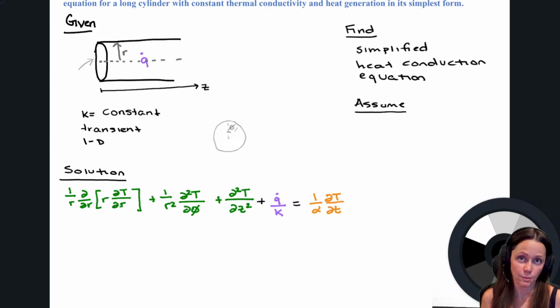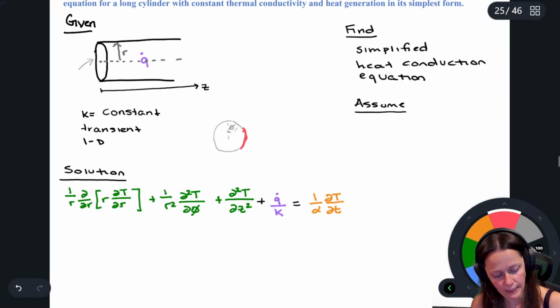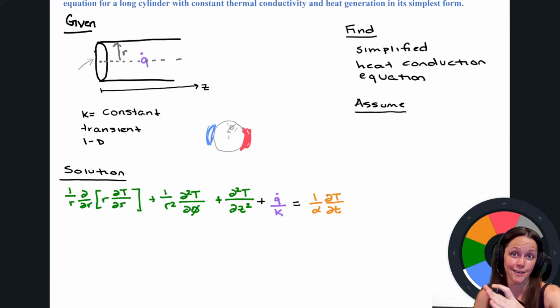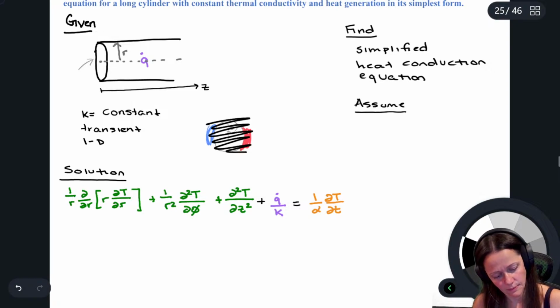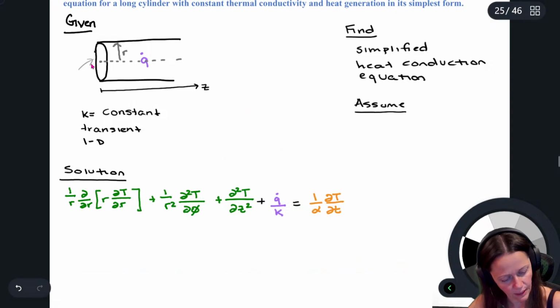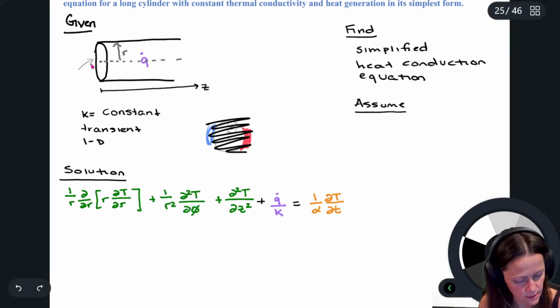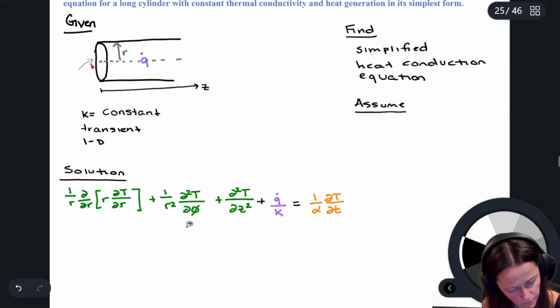The only time you wouldn't be able to ignore it is if I expose this side to something hot and this side to something cold, then the temperature is going to be dependent on that angle. But most of the time that's not the case. So I'm going to delete that term right there, and cross this one out.